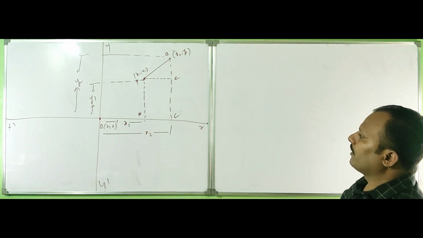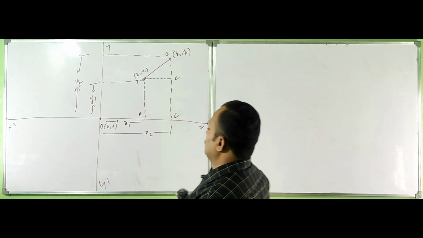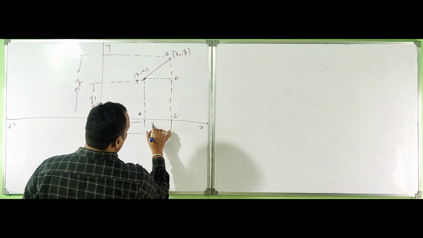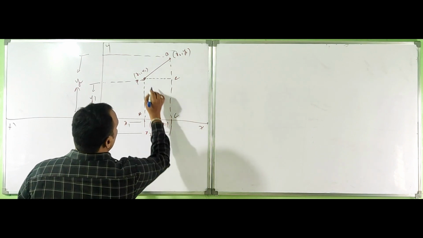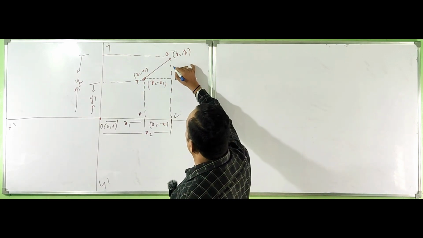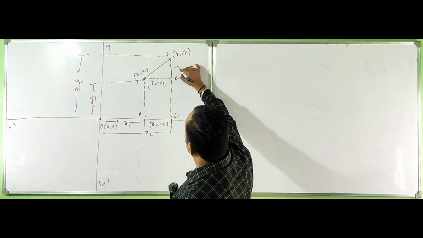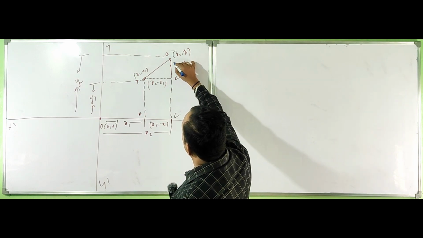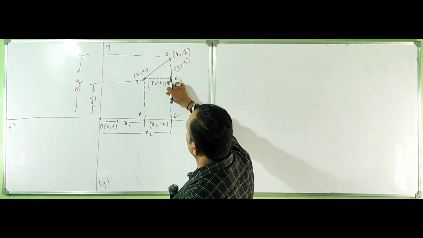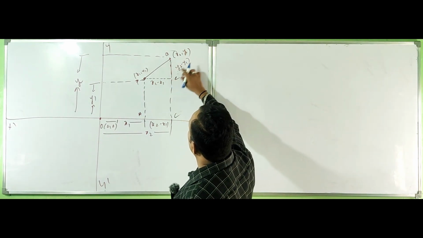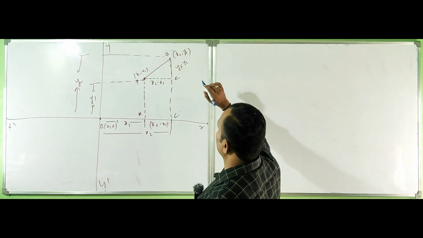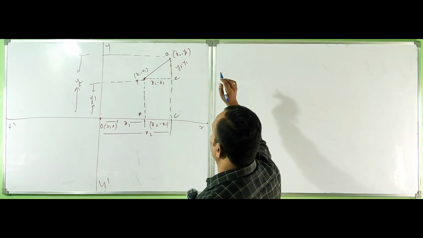Just look here. This is the whole distance, and this distance becomes x2 minus x1. Similarly, this distance becomes y2 minus y1. This whole distance becomes, right? Let me write PQ.